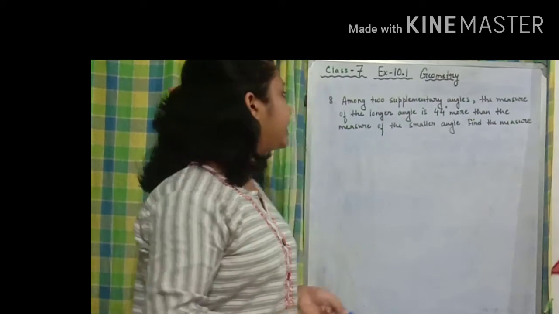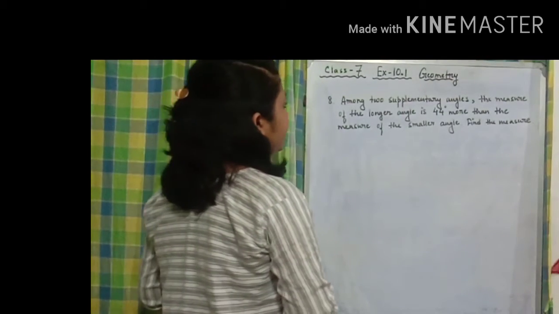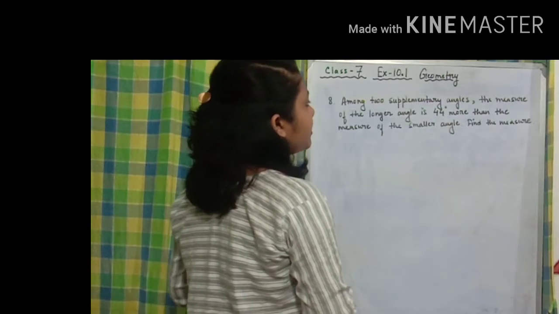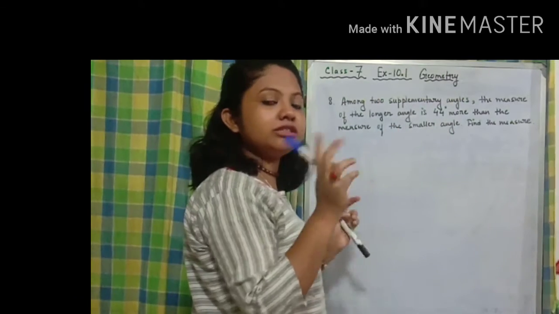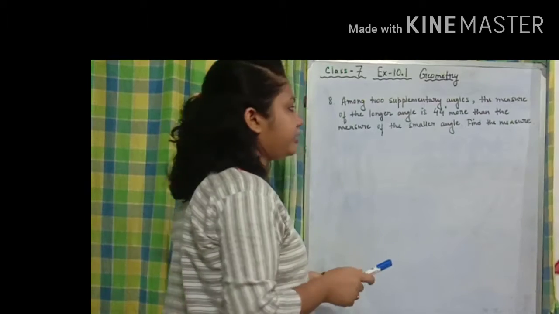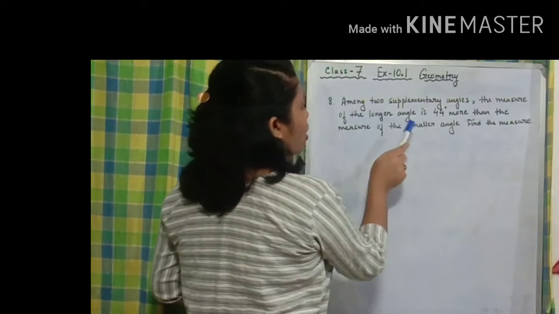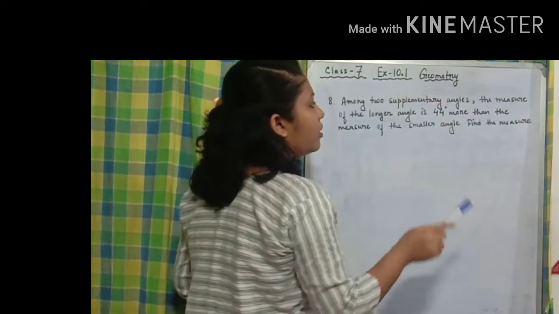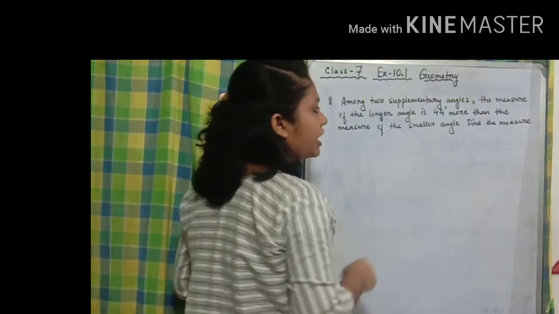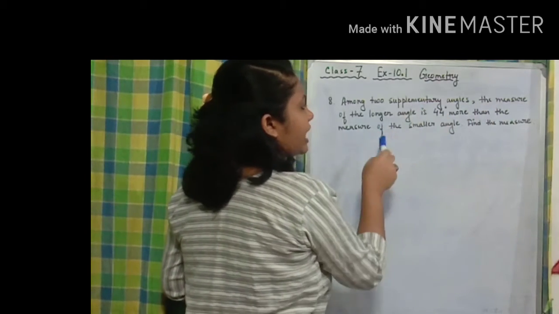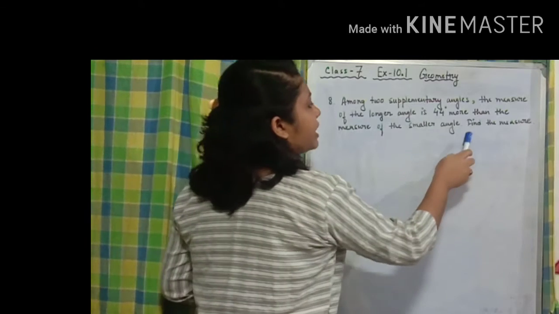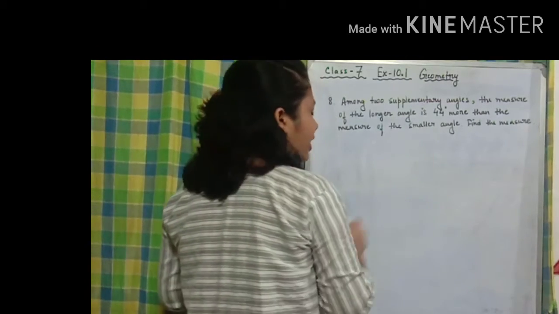Now coming to the next sum, that is sum number 8, where it is saying: among two supplementary angles, that means their summation should be 180 degree, the measure of the longer angle is 44 more than the measure of the smaller angle. Now the condition is given in the second and half of the third line. So find the measure of the two angles.